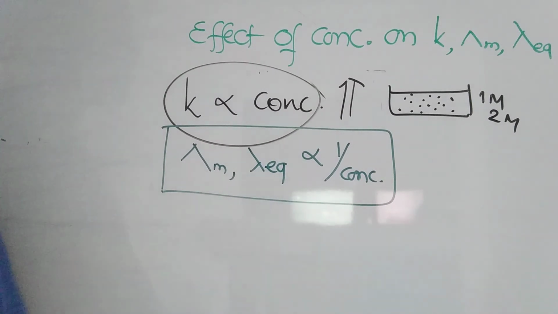This you can say by the formula also. Lambda m or lambda is equal to k into 1000 by concentration. So concentration increases means it will be decreasing. One very important point it is.